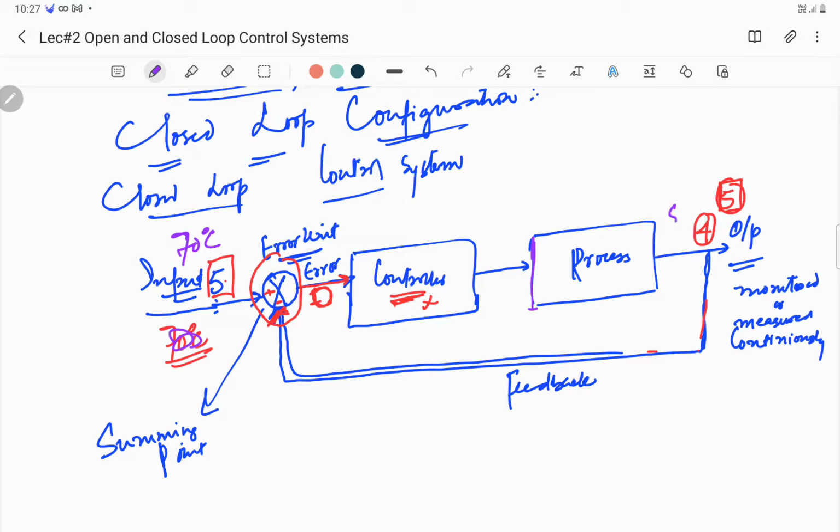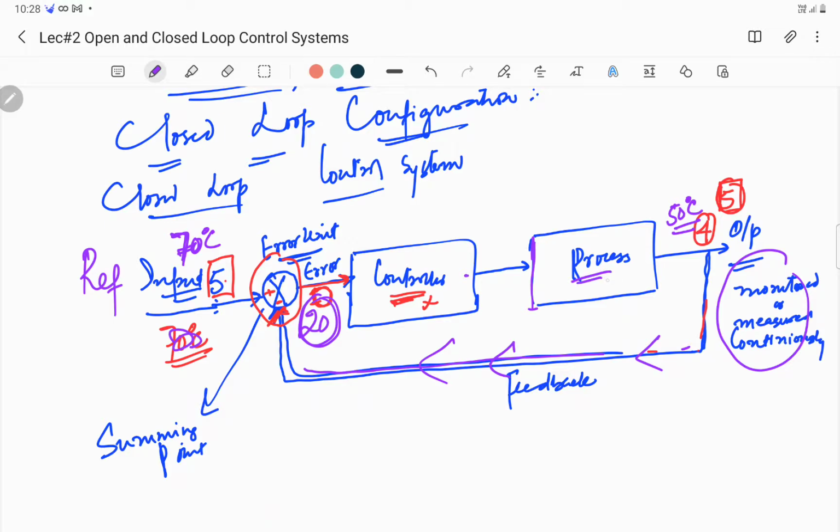Say at some point of time the temperature has reached 50 degrees centigrade. This 50 degrees centigrade temperature, which is being monitored continuously, is fed back to the input through this feedback path. The difference between the two, 70 being the reference input, minus 50, would be 20. So an error is generated. The controller continues to work. The processor continues to heat the water within the geyser so that the temperature rises.